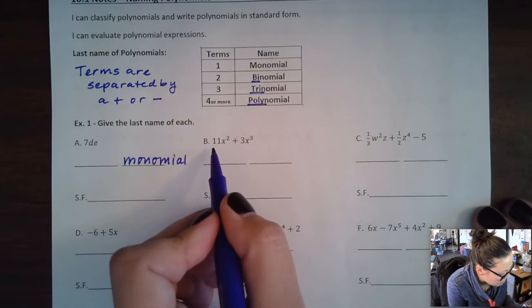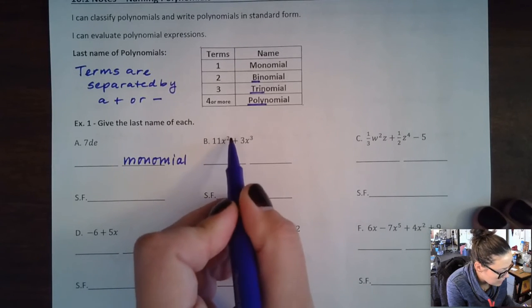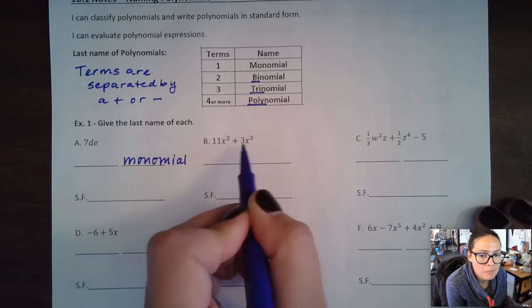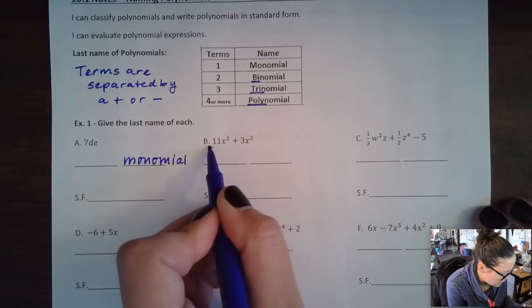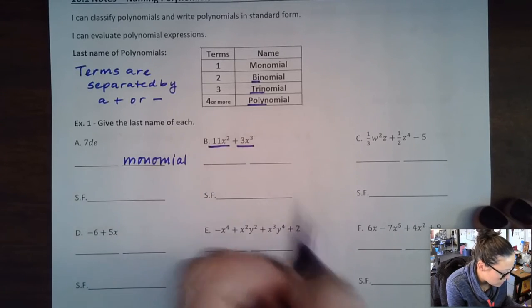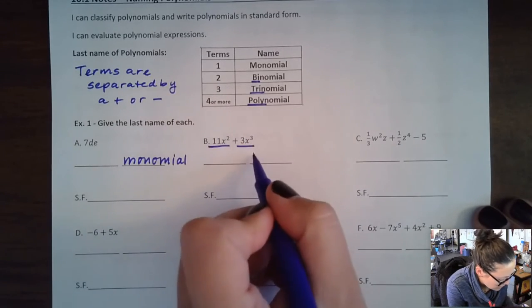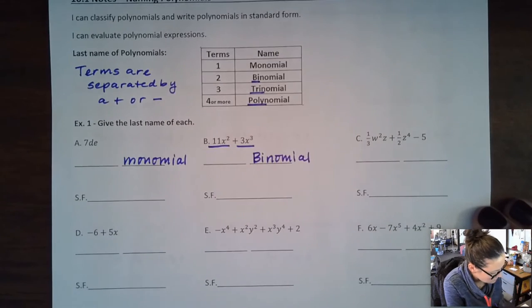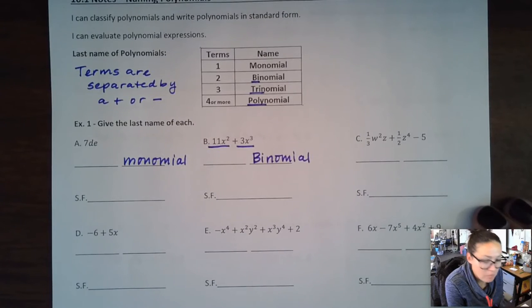Let's look at part B. 11x squared plus, that means we're starting a new term. 11x squared plus 3x cubed. So that is 2 terms. 2 terms means we call it a binomial.